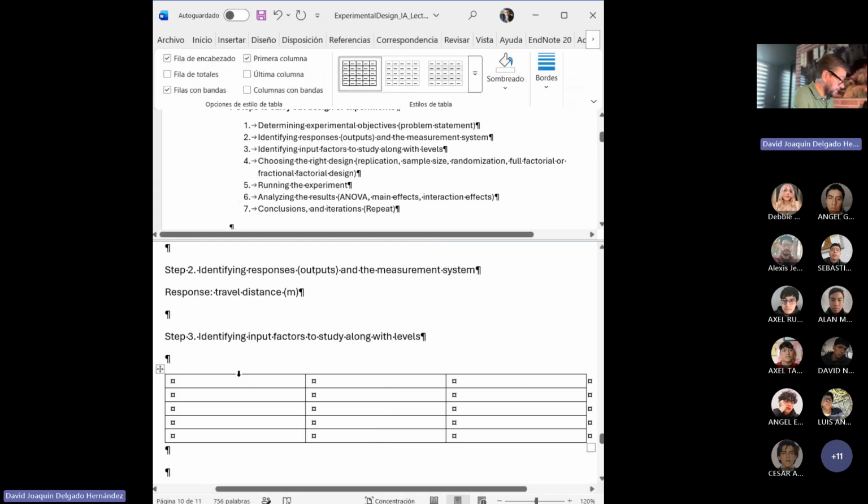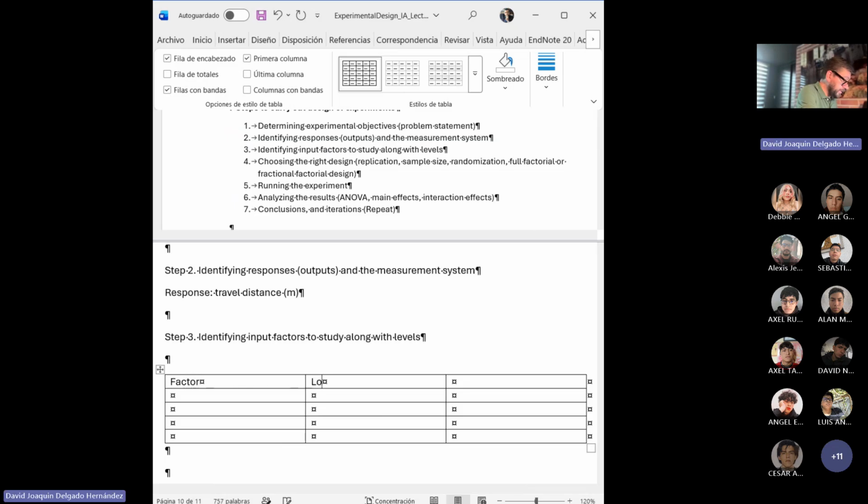Okay, so I am going to put here the factor, the low level, and the high level. So the factor, first I will have the arm length, which is 15 centimeters and 30 centimeters. Okay, the wheel diameter, in this case, it will be 8 centimeters and 15 centimeters. Okay.